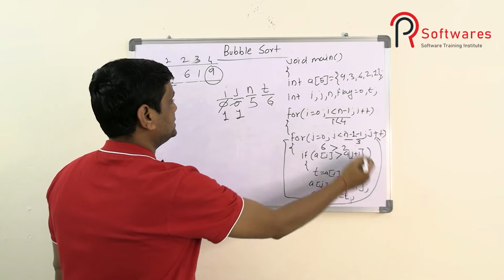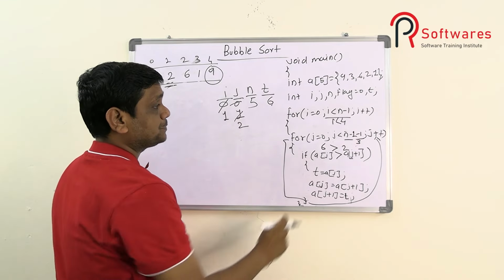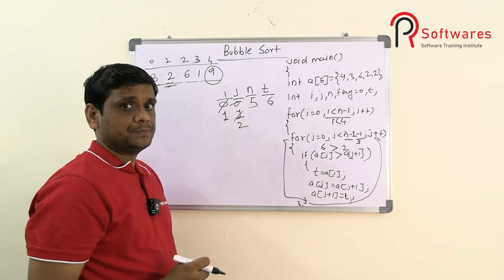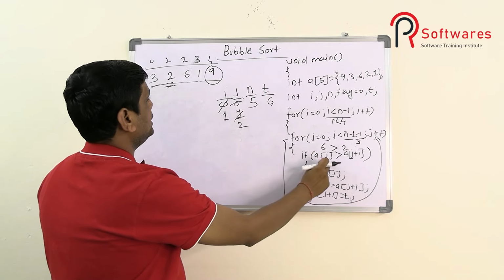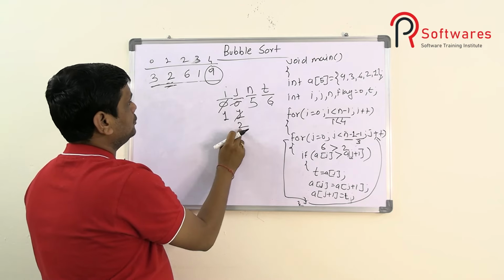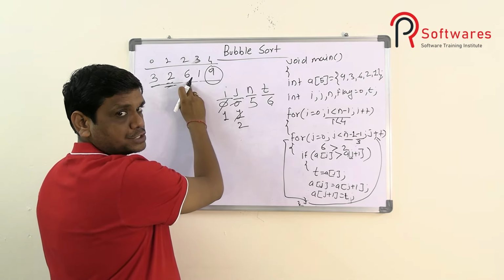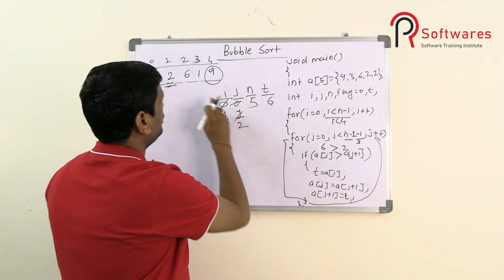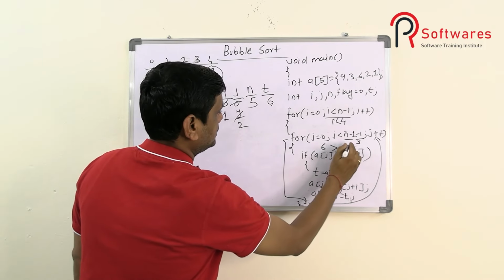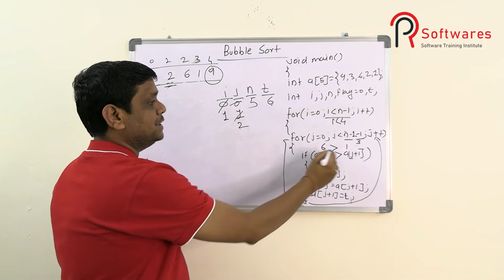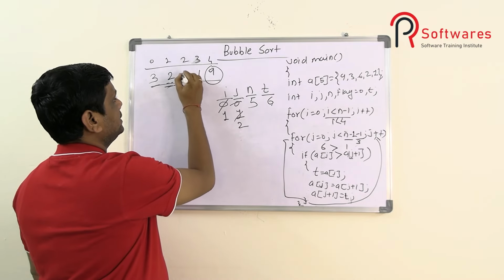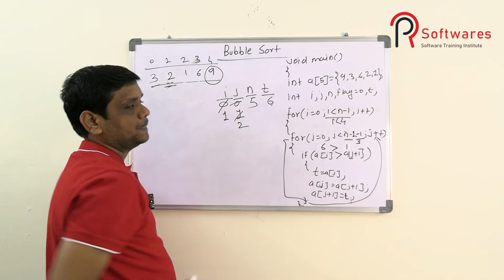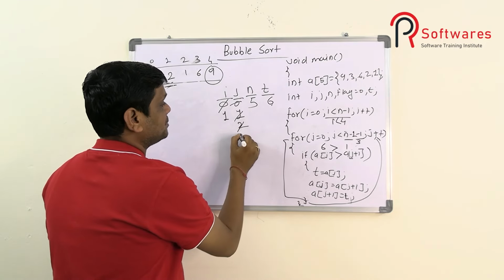Clear? Next again, j plus plus, j will become 2. 2 less than 3. Condition true. Condition true means it will come inside. It will check A of j. What is the j value? A of 2. The value at position 2 is how much? 6 here. Second position value is 6. 6 is greater than A of j plus 1, that is 1. Condition true. When the condition is true, what will happen, guys? Swap the values. 1 will come here. 6 will go here. Then j plus plus, it will become 3.